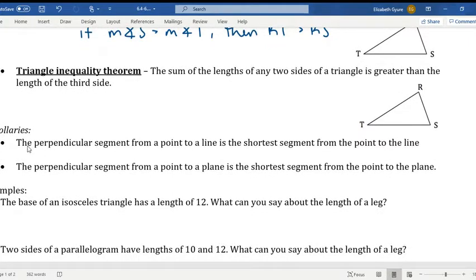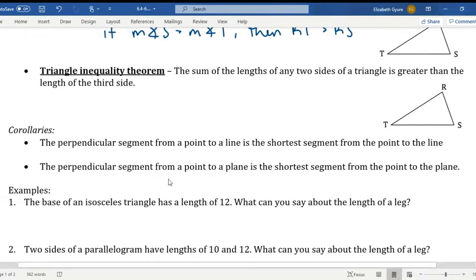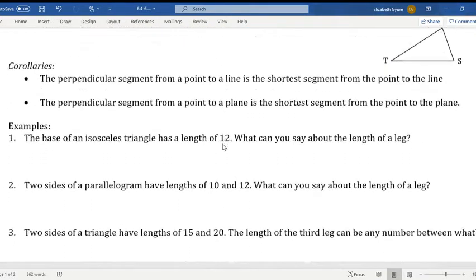Okay. Now we have two corollaries. The first one says that the perpendicular segment from a point to a line is the shortest segment from the point to the line. In other words, the shortest distance between a point and a line is the perpendicular measurement. We've talked about that before. And then the same idea, but with a plane. The perpendicular segment from a point to a plane is the shortest segment from the point to the plane. Again, shortest distance is always the perpendicular segment. We've talked about that. That just kind of comes up again here.